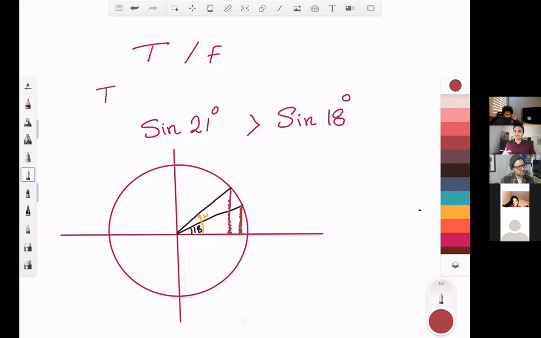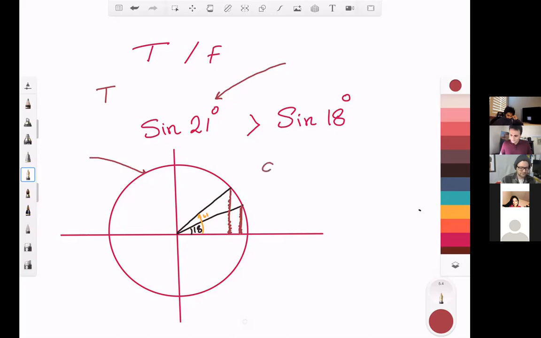So you start seeing angles that you don't know the exact value of. The exact values are only for 30, 60, 45. So 21 and 18 are not on the unit circle. One way is to use a calculator and compare the decimals. But it would be great if, by visualizing it, you could answer the question.